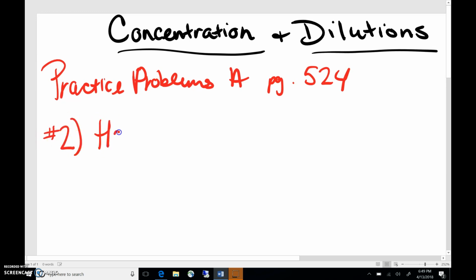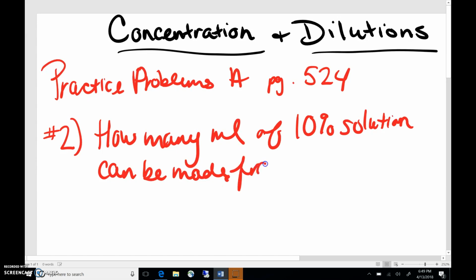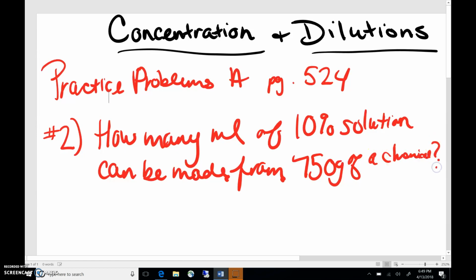Number 2 reads, how many milliliters of 10% solution can be made from 750 grams of a chemical? All right. So the first question that you ask yourself, number 1, what type of problem is this?